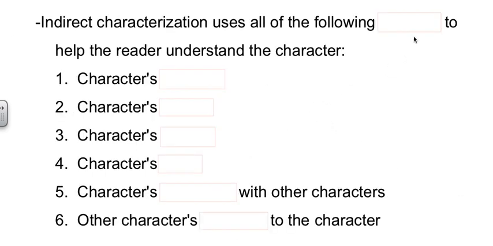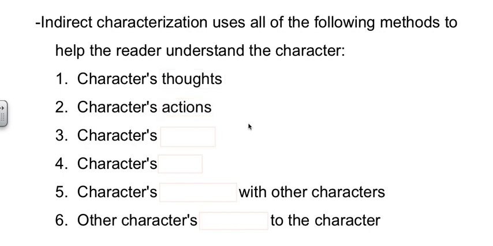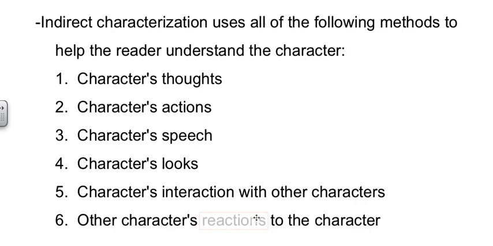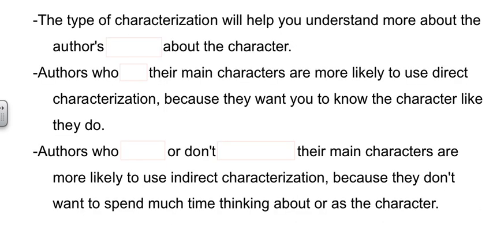Indirect characterization uses all of the following methods to help the reader understand the character. They're all centered around the character, obviously. We can hear the character's thoughts. We can see the character's actions. We can hear how the character speaks. We can see how the character looks. We can see how the character interacts with other people, and we can see how other people react to the character. All of these things are going to give us information about the character.